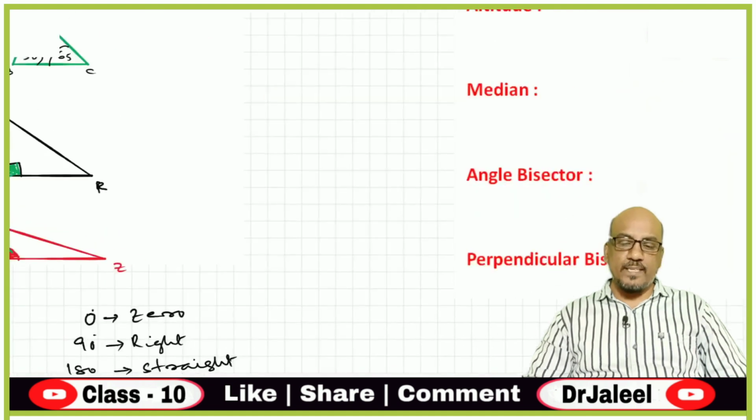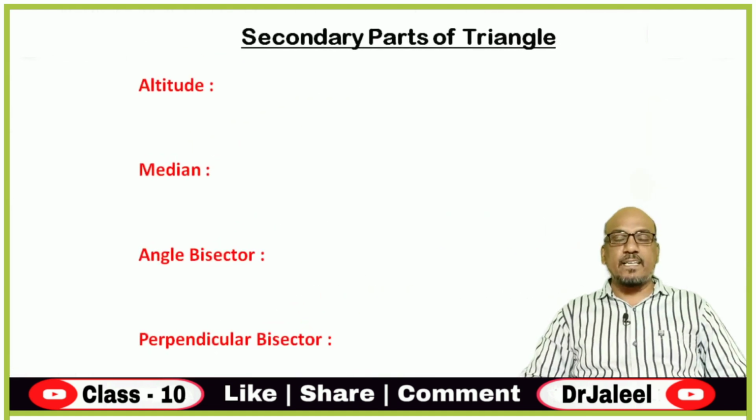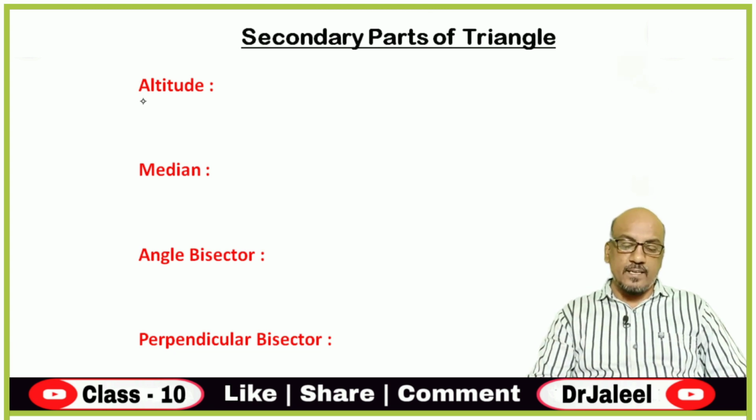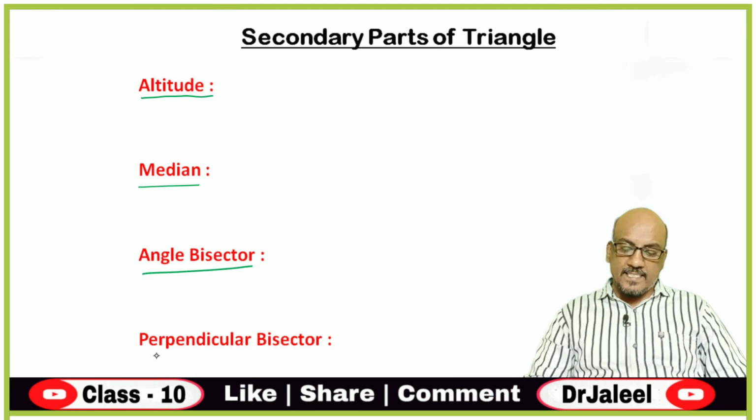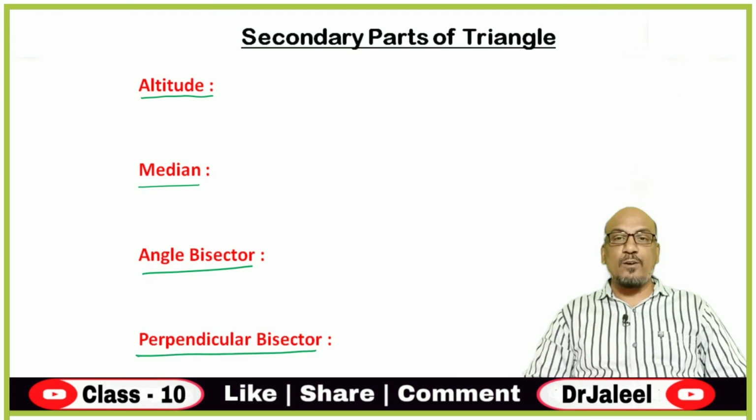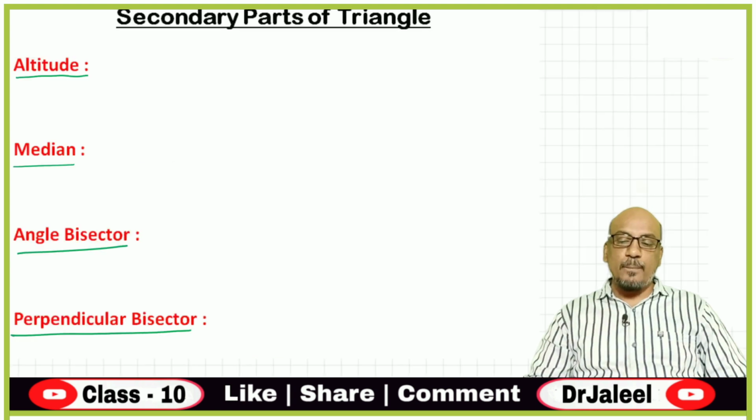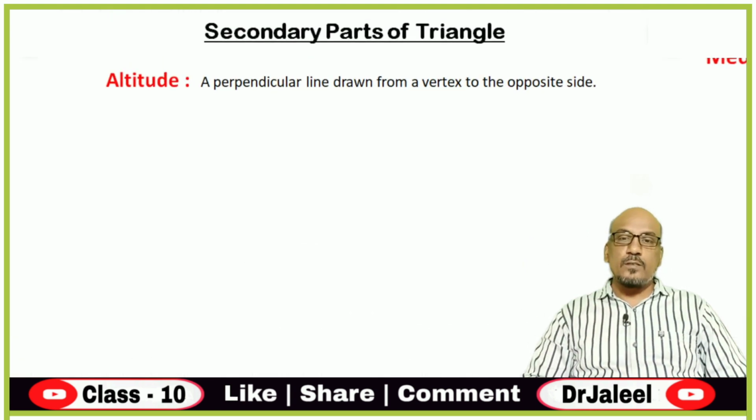So children, let us go for the next point, secondary parts of the triangle. Most of the children will be confused here understanding altitude, median, angle bisector, perpendicular bisector of the triangle. These parts are called secondary parts of the triangle. Then what are primary parts? Sides, angles, vertices are called primary parts. So children, let us first understand what is altitude.